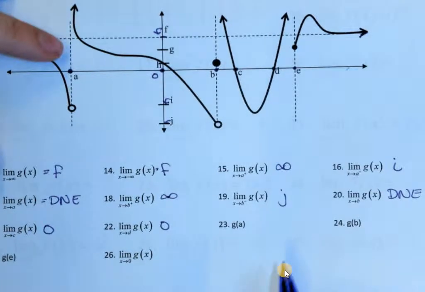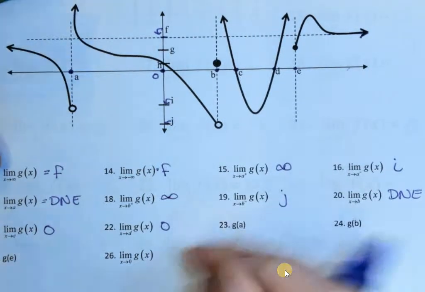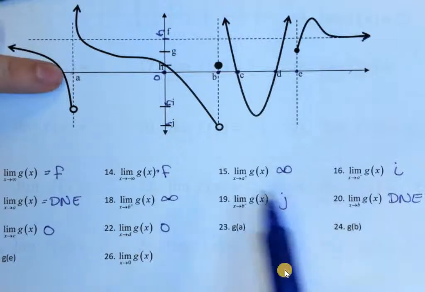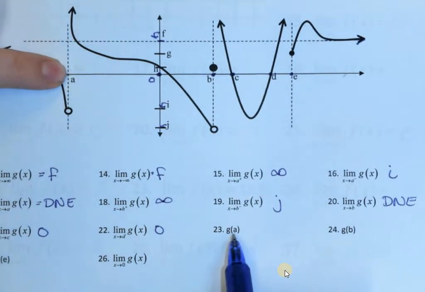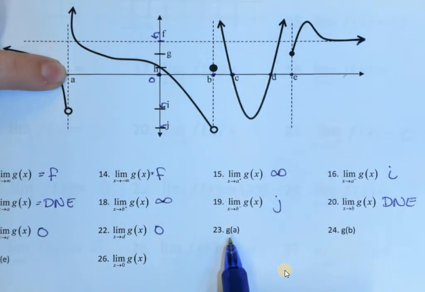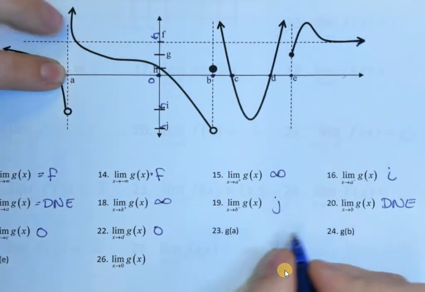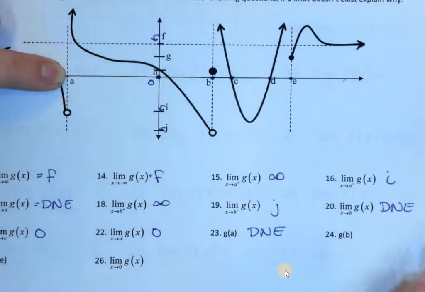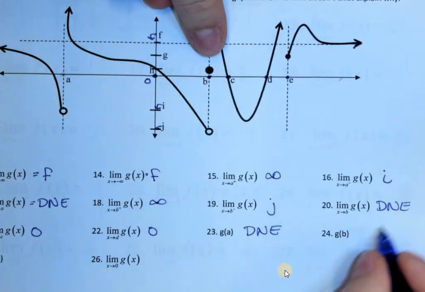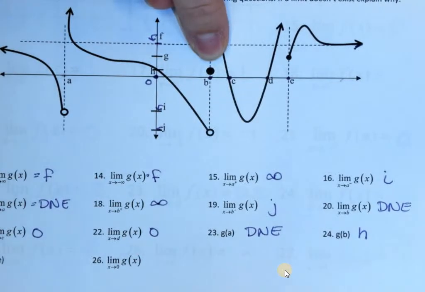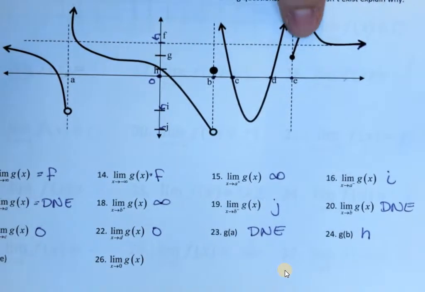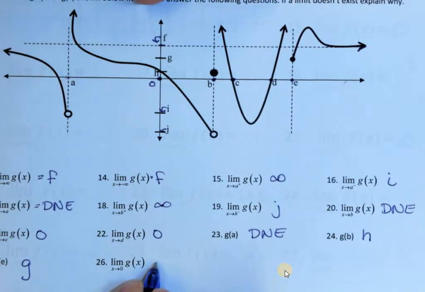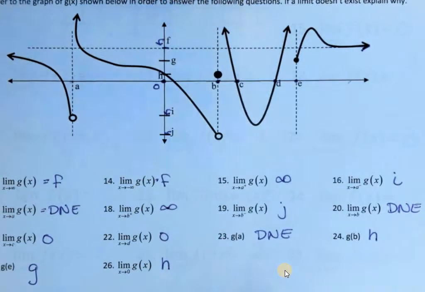If I were to actually look at my function g at A, remember I drew that point in, so that point wasn't there. Where is g at A? It doesn't exist because here's a hole, here's an asymptote. So that does not exist. What about g at B? Good. G at E? G. And G at 0? H.